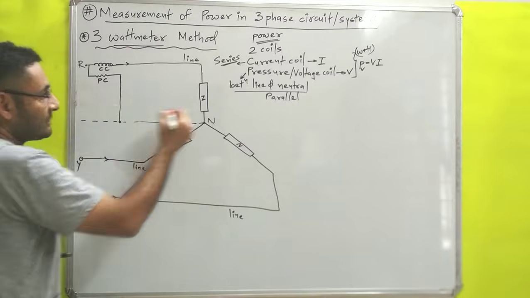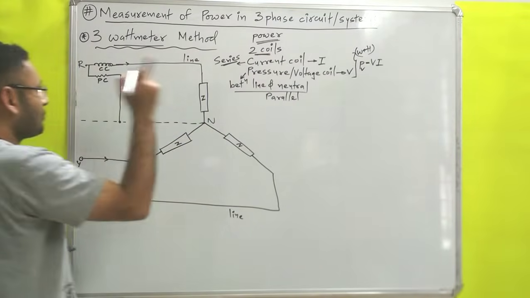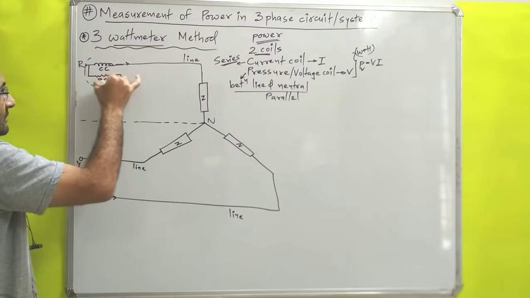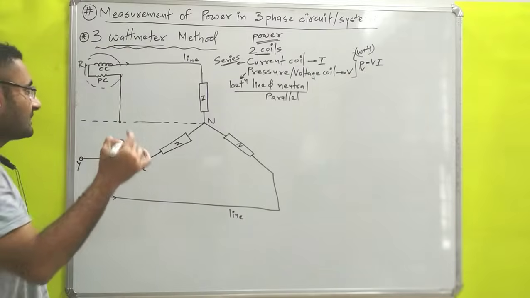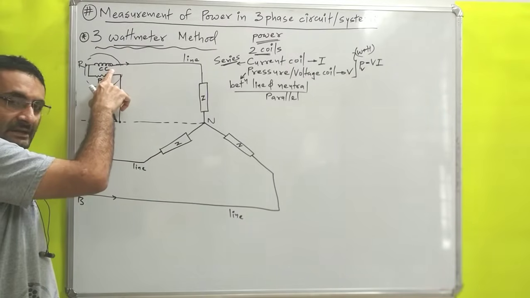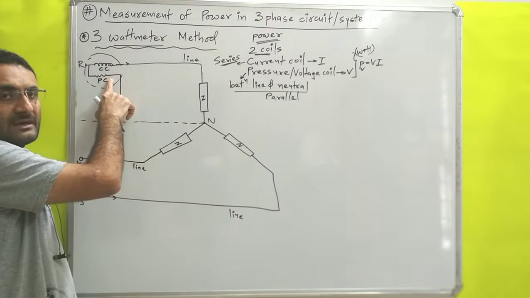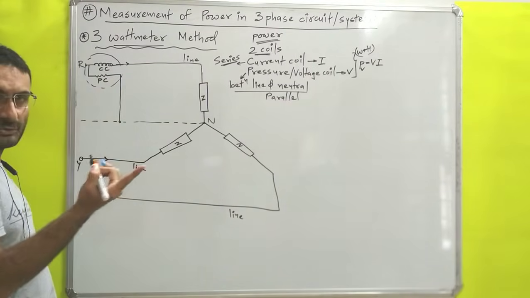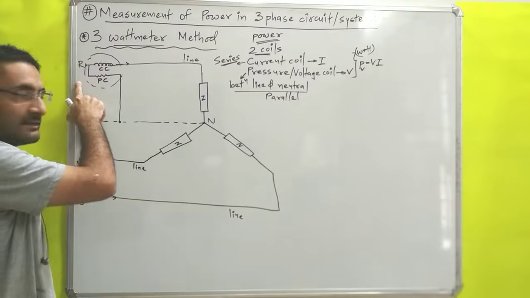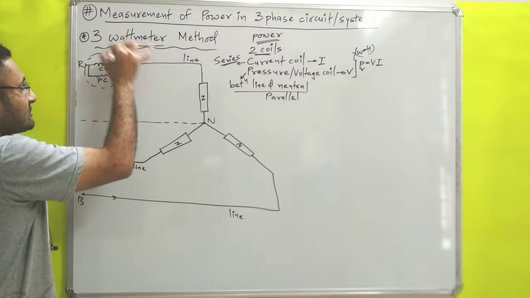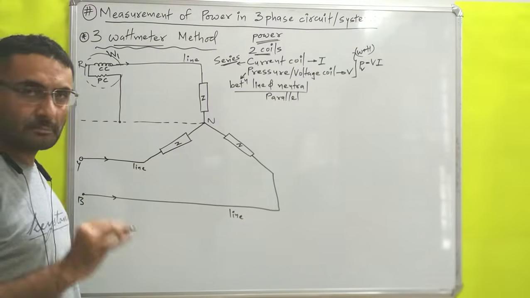Now the current coil and pressure coil together create the wattmeter. So that will be your wattmeter. The current coil will give the answer of current, and the pressure coil will give the answer of voltage. So V into I, you will get the power of the R phase. So the wattmeter reading is, suppose, W1 for the R phase power.